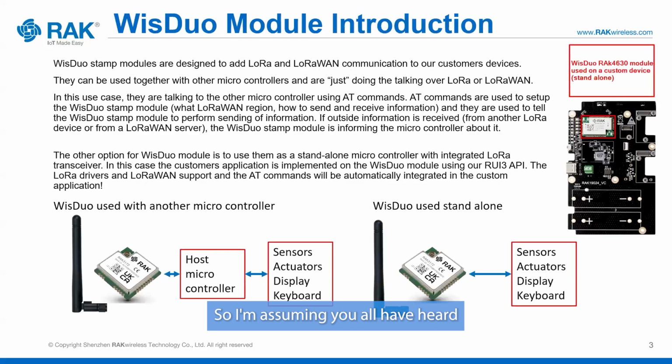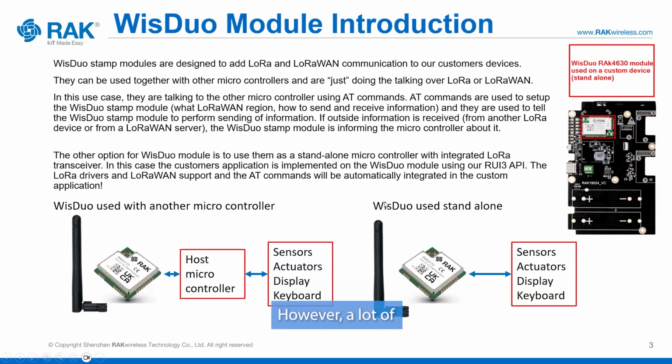So I'm assuming you all have heard about our WisDuo modules. Basically, it is a small stamp module which integrates a microcontroller and a LoRa transceiver. And they can be used in different ways. For our smaller modules like the RAK3172, very often it is used together with a host microcontroller. It can be an ESP32, or a more powerful STM microcontroller. In this case, our module acts basically like a modem. It is just the communication modem for the host microcontroller to send and receive LoRa or LoRaWAN messages.